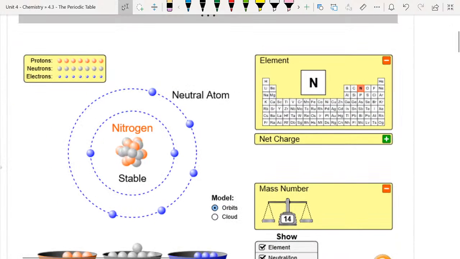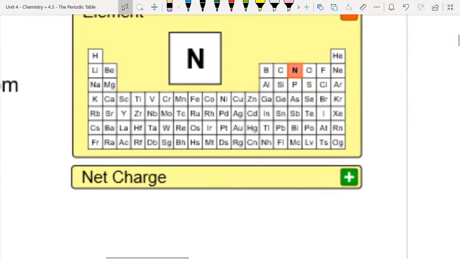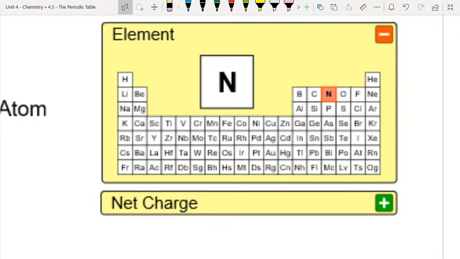So now, how many electrons are in nitrogen's second shell? 1, 2, 3, 4, 5. Everyone see that? Let's look at where nitrogen is located in the second row. Is it the first element? Yeah, it's not the first, it's not the second, it's not the third, it's not the fourth. It is the fifth element in that row. And it has 5 electrons in its outer shell.